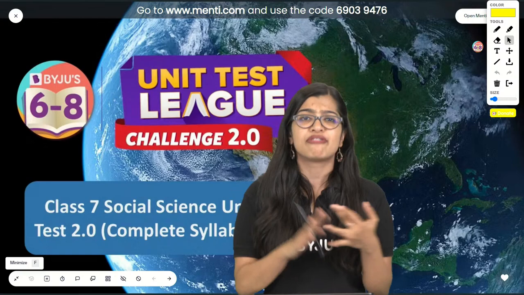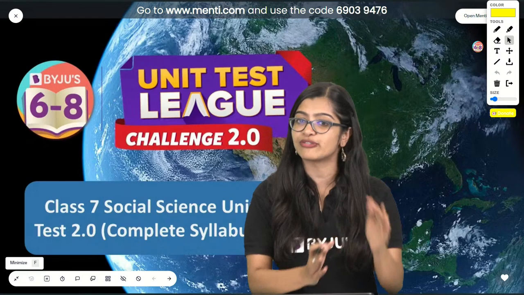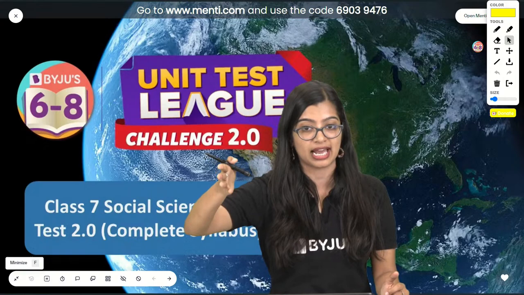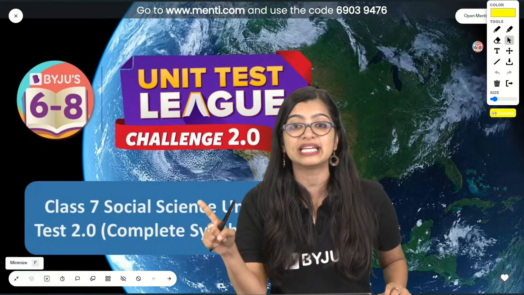And in Civics, it's going to be the first 3 chapters. In History, it's going to be till Mughal Empire, because that's the chapter that I have covered. So we're going to look at some questions before that. And in Geography, it is going to be till water, right? So these are the chapters that are going to be covered in today's quiz.